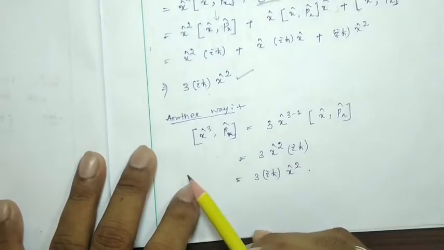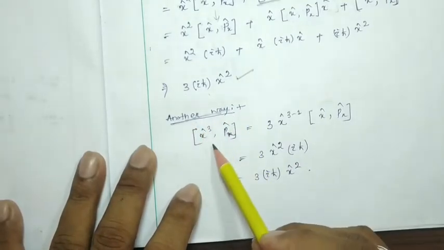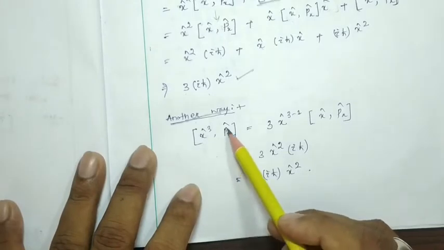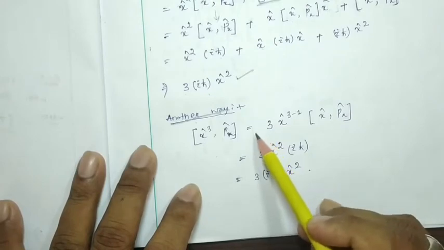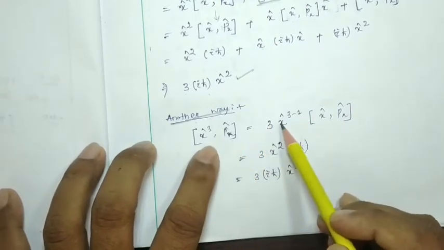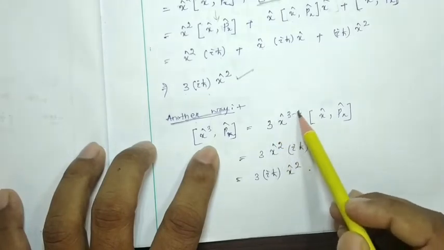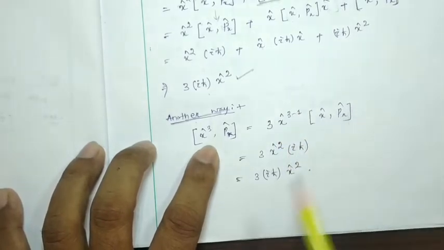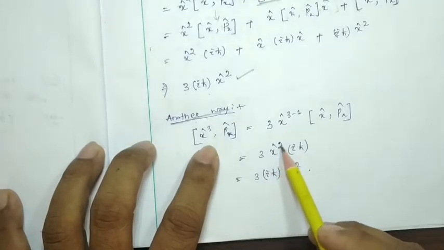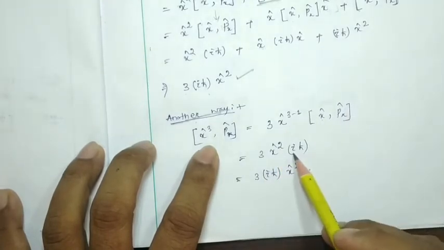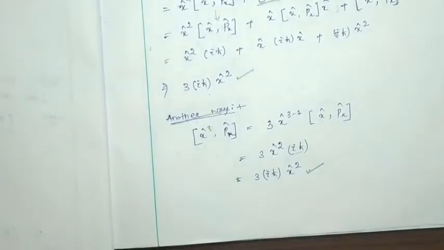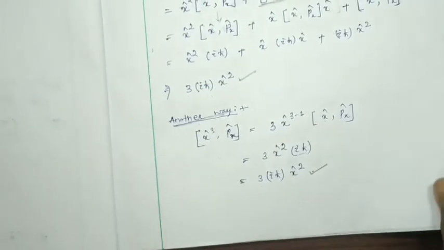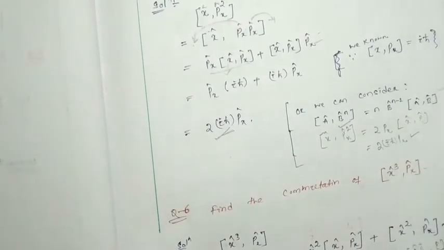Another way is using the formula: x cap cube, px cap, that is x to the power n, px cap will be nothing but n x to the power n minus 1. This will be 3 x cap to the power 3 minus 1, commutation of x cap px cap. So it will be 3 x cap square, x cap px cap commutation will be IH cross. It will be 3 IH cross x cap square.